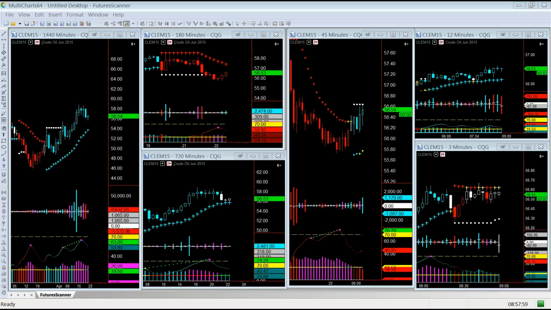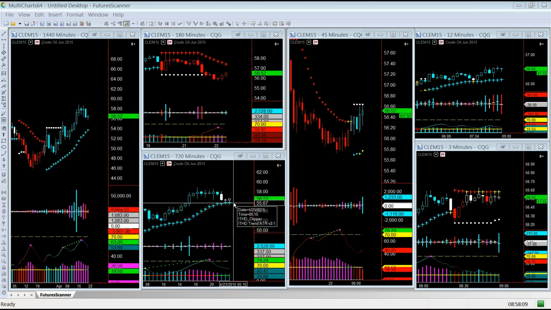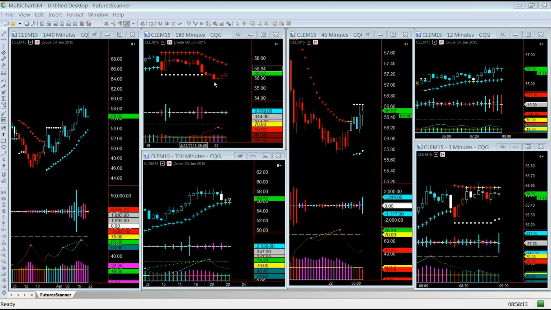All right, on the crude, you can see that we did get a magenta peak here on the 180. This is significant to me, especially being at an ATR on the 720-minute chart. That's the reason that I think that crude's going to go up. Okay? And if it does, then we make money. Okay? Because we're setting right at that ATR, which is at 57.43. Okay? Everybody understand crude?